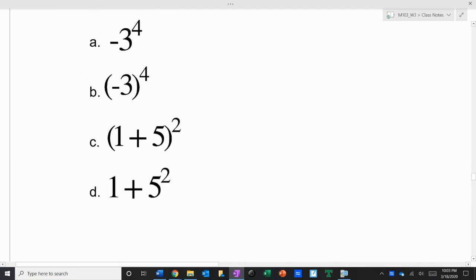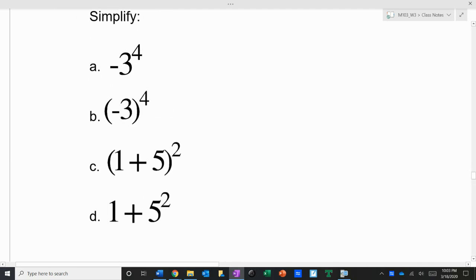Okay, let's go ahead and write these down together and do these together. Okay, A and B, these are different because the base of A is simply just 3. So this is going to be -3 times itself 4 times. So let's go ahead and put that in our calculators. And that's going to be 81. And remember, the negative comes with it.